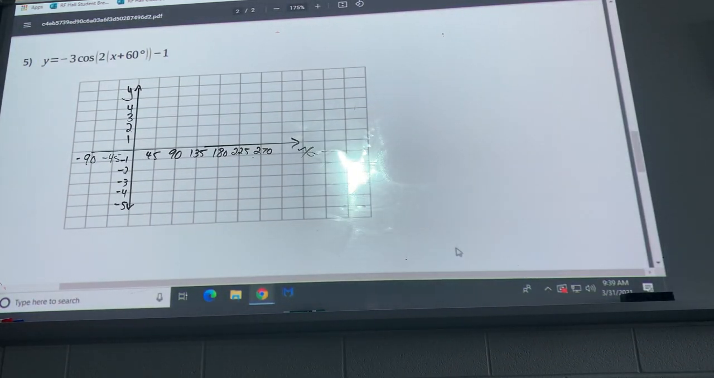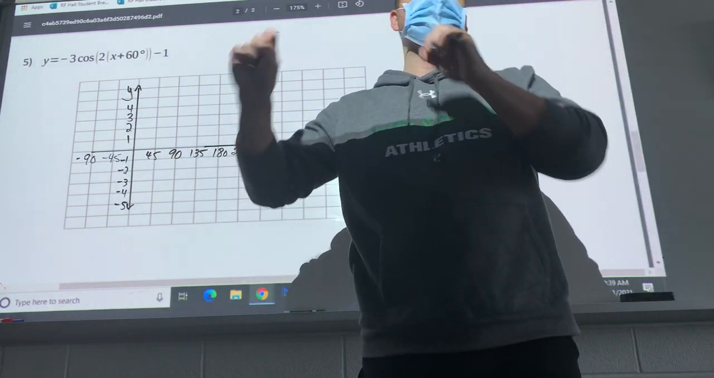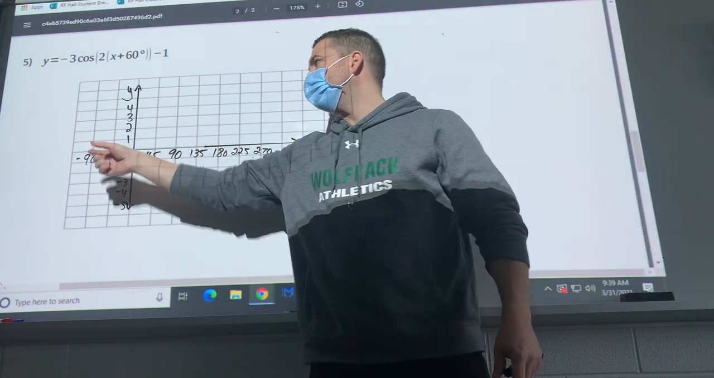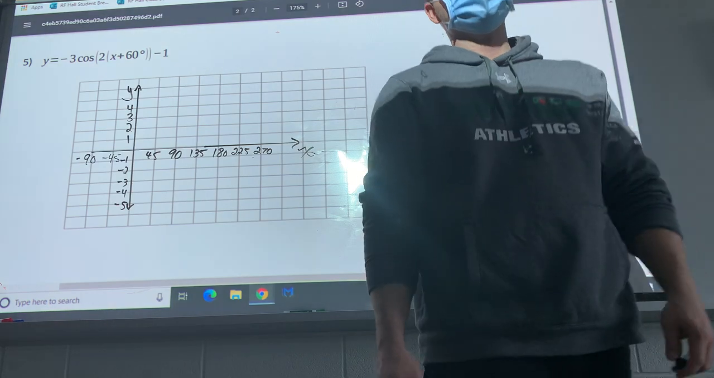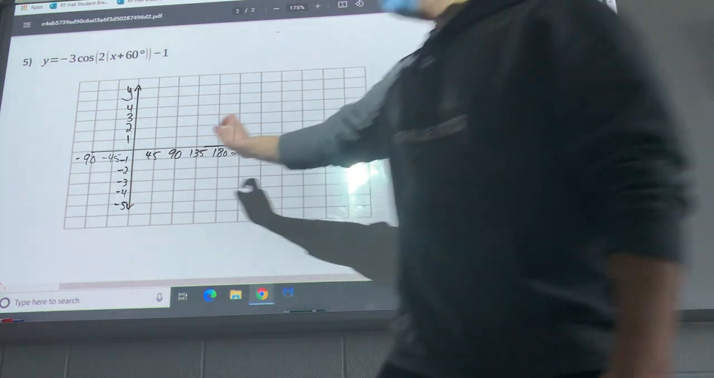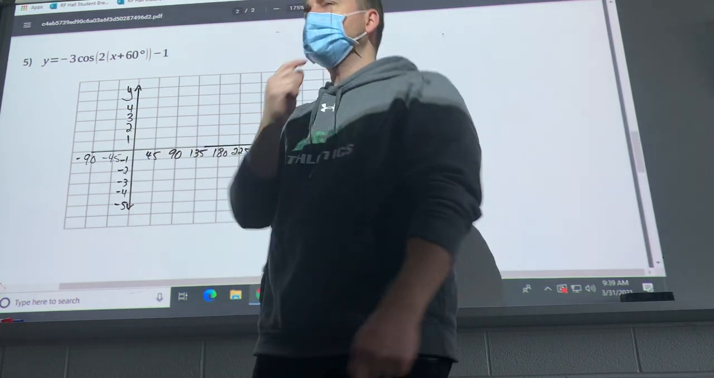Okay, so you'll notice sometimes, when I graph it, the points don't line up perfectly with your x-axis. So this will be one of the examples where my x values will be in between these ones.